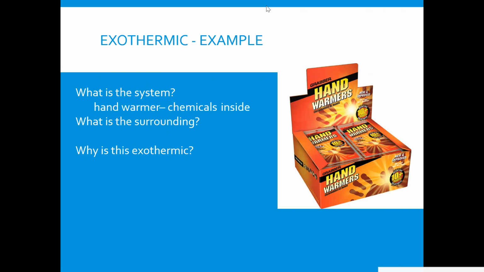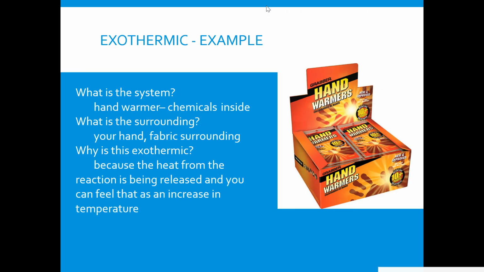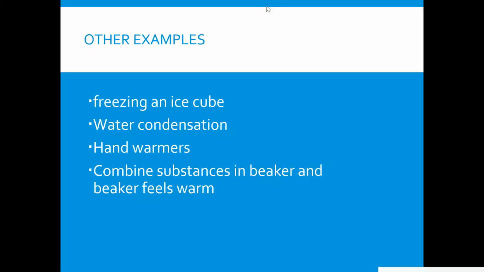What's the surroundings? Well, in this case, the system is going to release energy and it's going to go into our hands, or maybe the fabric around our hands, maybe the glove, whatever. All those things are going to absorb some of that heat. And then why is it exothermic? It's because the heat from the reaction goes outside of the reaction, leaves the reaction, and makes the surroundings increase temperature. Other examples, common examples, are freezing an ice cube, water condensation, hand warmers, I already said, and combining chemicals in a beaker or an Erlenmeyer, and the beaker feels warm. That means the reaction generated heat. That's exothermic.